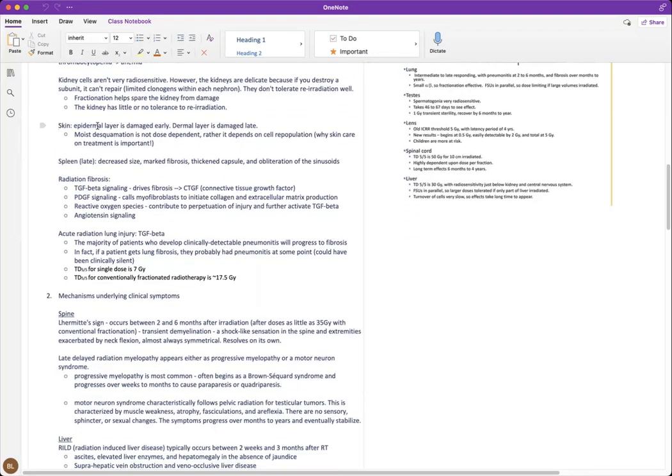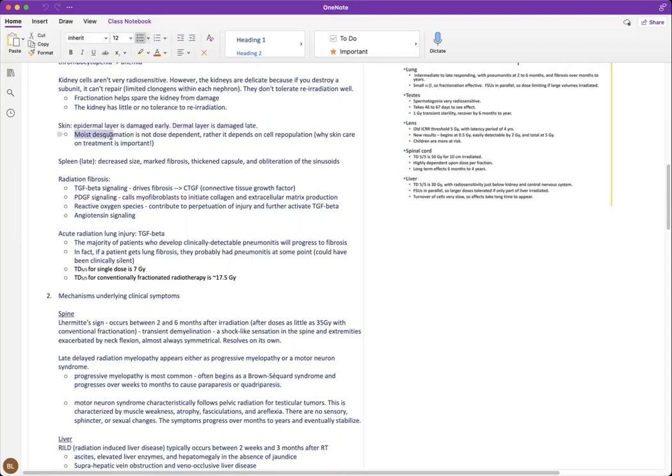Skin. The epidermal layer is damaged early, and the dermal layer is damaged late. Think about this. Is your mind blown? Because for skin, we see some things are acute early reactions, and other things are late reactions. Those are just kind of random. So it has to do with what part of the skin is being damaged.